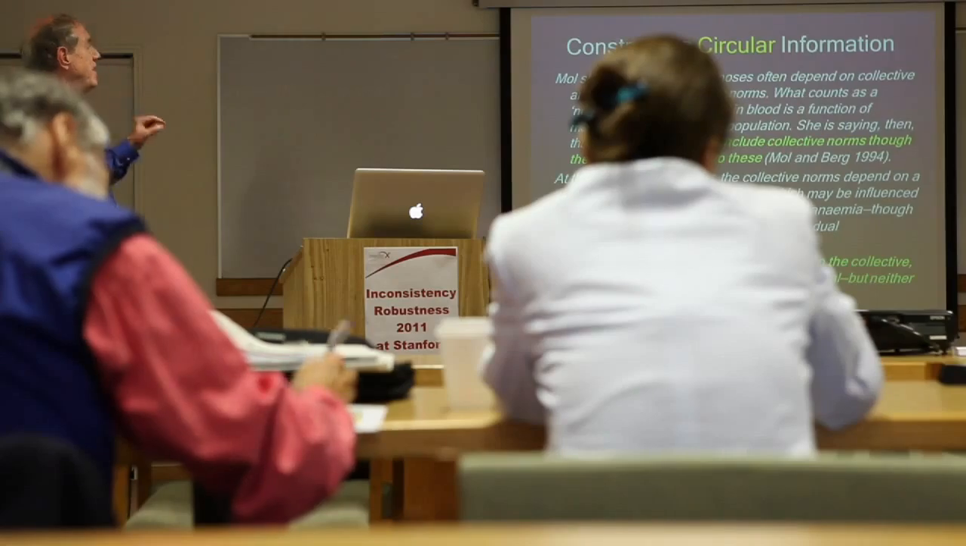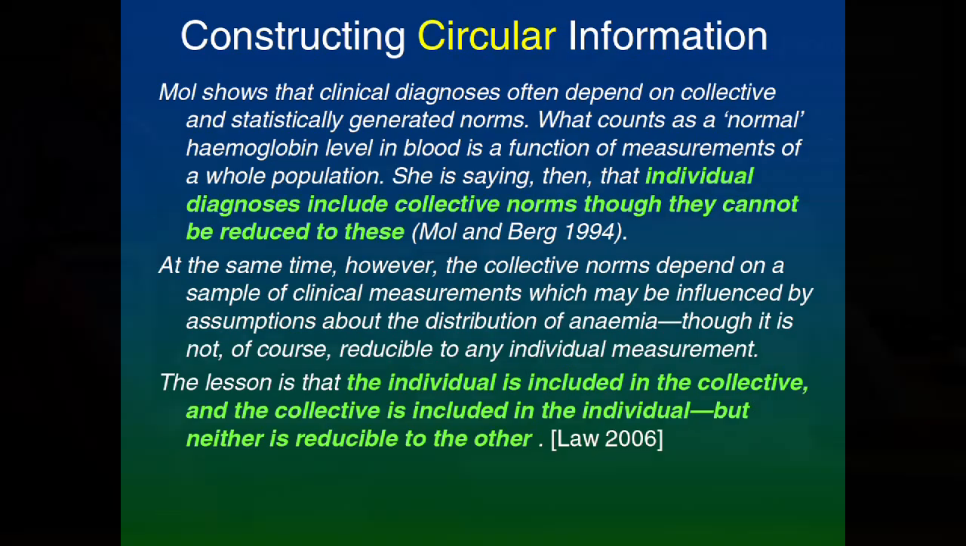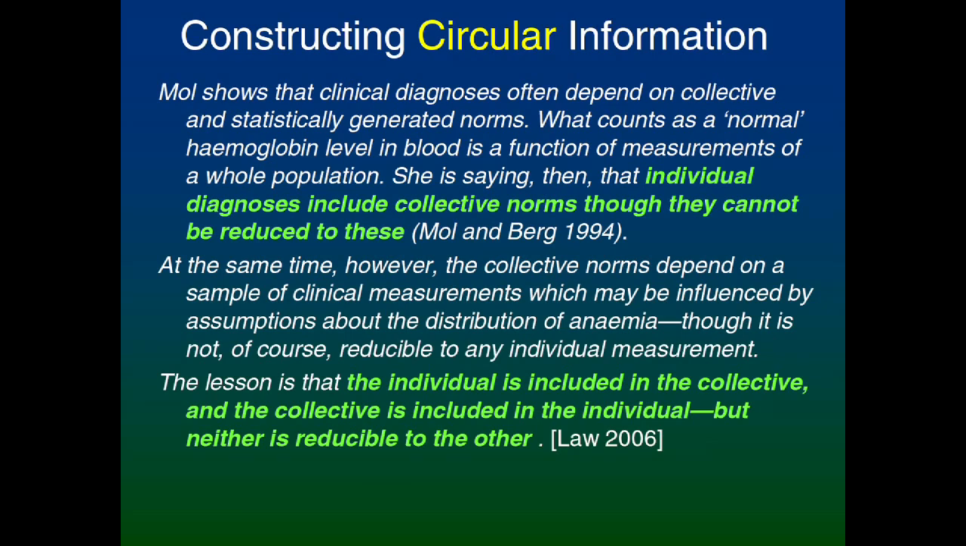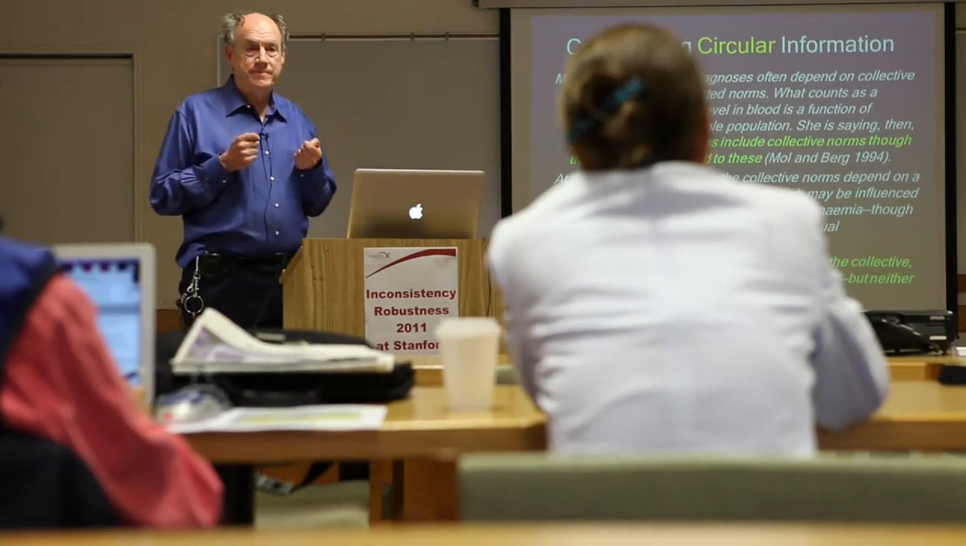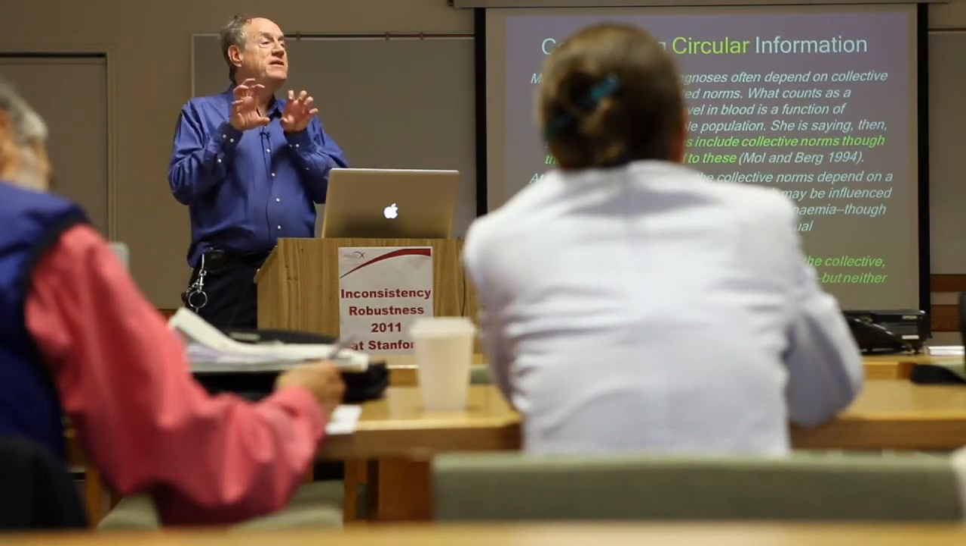At the same time, however, collective norms depend on a sample of clinical measurements, which may be influenced by assumptions about the distribution of anemia, though it is, of course, not reducible to any individual measurement. The lesson is the individual is included in the collective, and the collective is included in the individual, but neither is reducible to the other. So what's going on is we're collecting this information, we're writing down these symbols, and we go through this whole process, and finally, when we get to the end, P meets not P. Because of these kinds of circularities in the information systems that resulted from the process of construction.